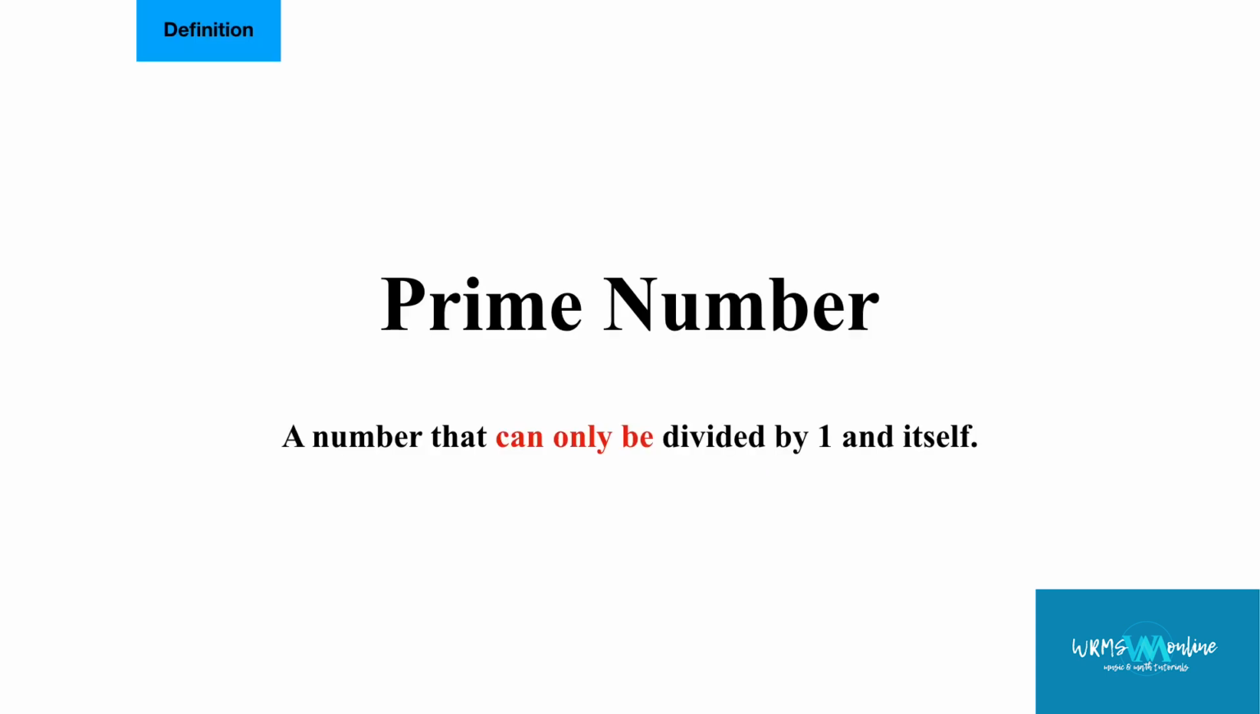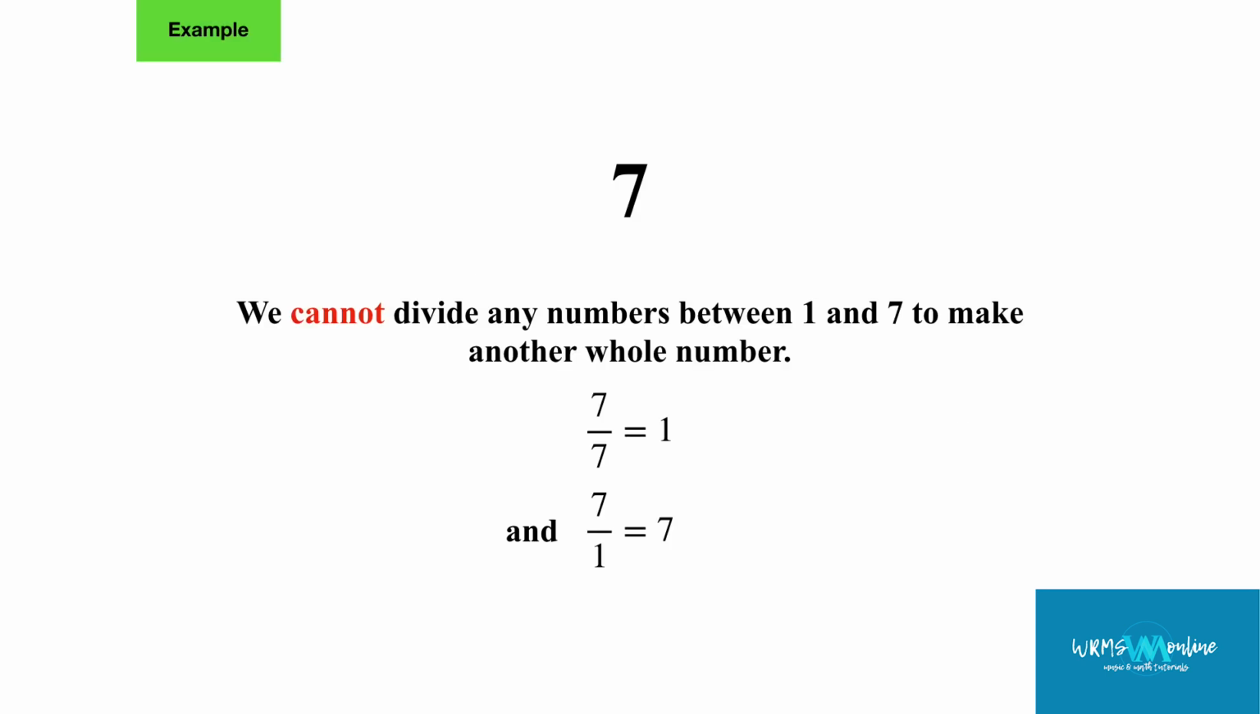A prime number can also be considered to be a number that can only be divided by 1 and itself. So this means that, for example, again with 7, we cannot divide any numbers between 1 and 7 to make another whole number. If we take 7 and divide it by 2, we won't get a whole number. We'll get 3.5, and 3.5 is not a whole number. So only 7 divided by 7 will equal a whole number, which is 1. And 7 divided by 1 equals 7.